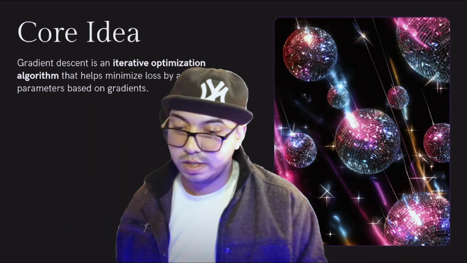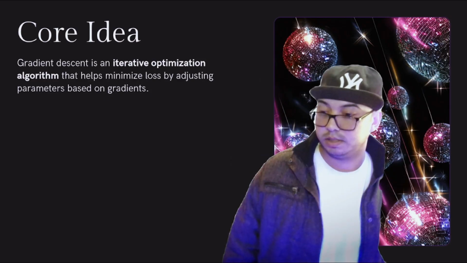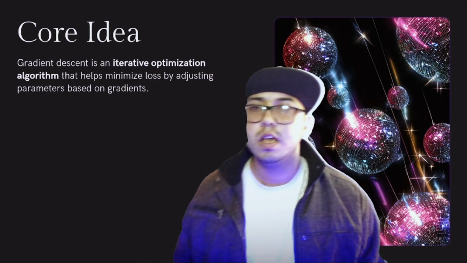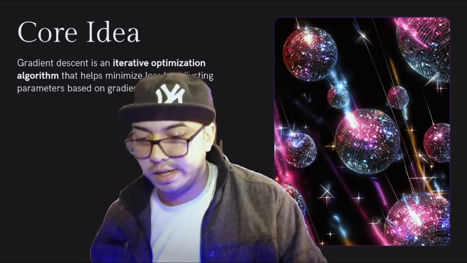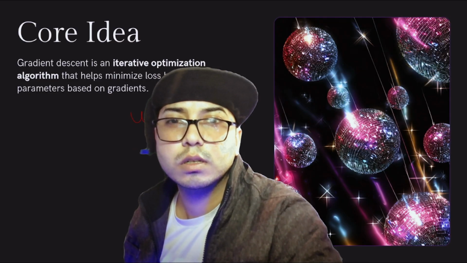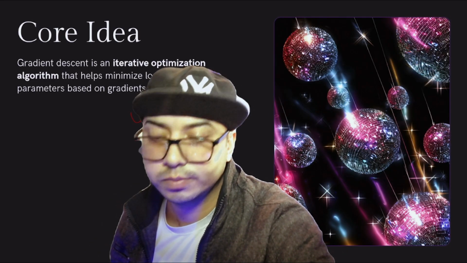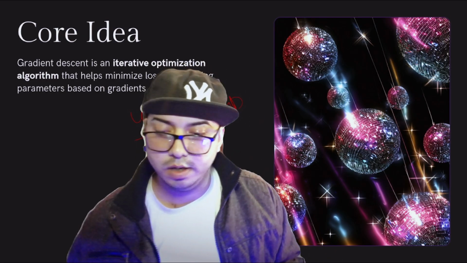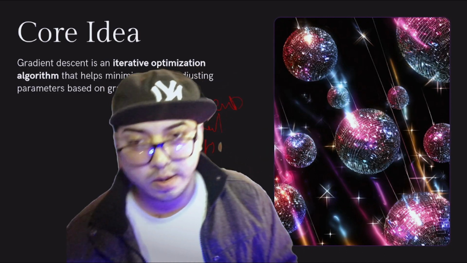Now we are going to understand what gradient descent is. Gradient descent is an iterative optimization algorithm that helps minimize loss by adjusting parameters based on gradients. It uses gradients, takes small steps, and moves toward minimum loss. It is the most widely used optimization technique in ML.